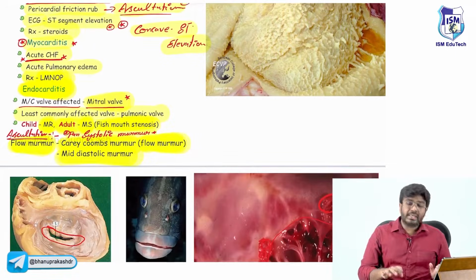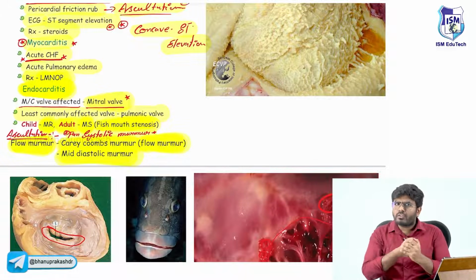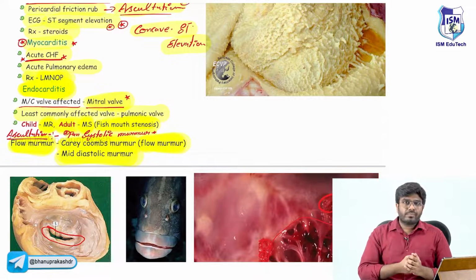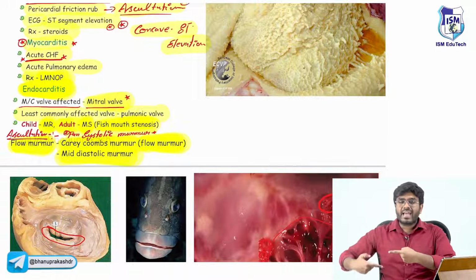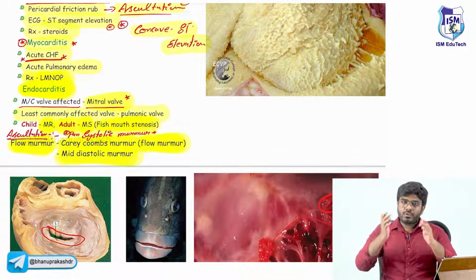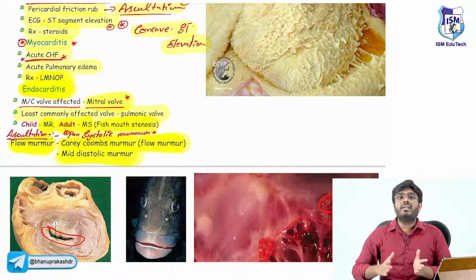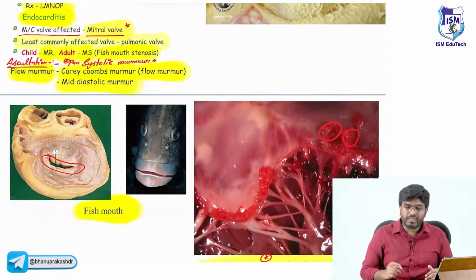And very important for the students is endocarditis, the endocardial or valvular involvement. Which valve is going to be most commonly inflamed? The mitral valve. Initially there will be mitral regurgitation. With more attacks, there will be mitral stenosis. So in the acute phase, mitral regurgitation; in chronic phases, mitral stenosis. What kind of stenosis? Fish mouth stenosis of the mitral valve.